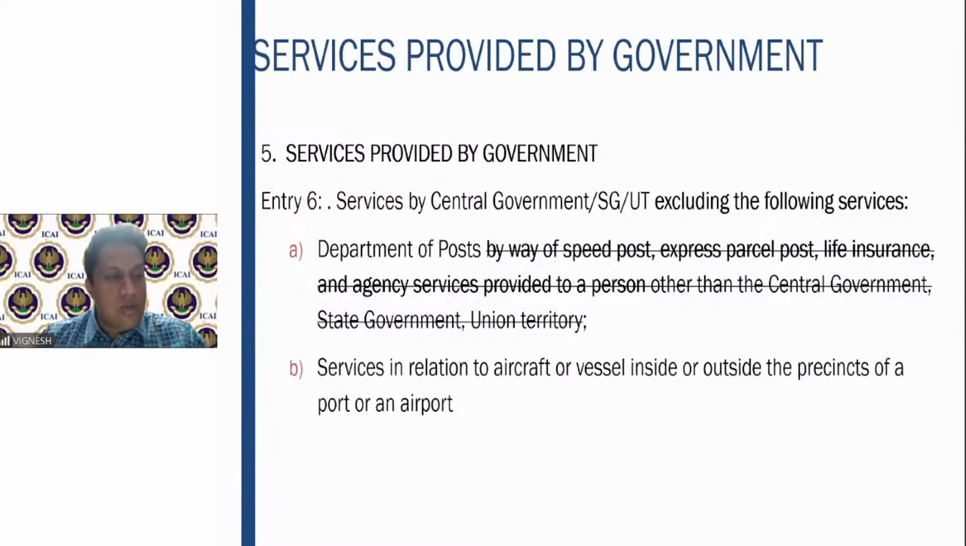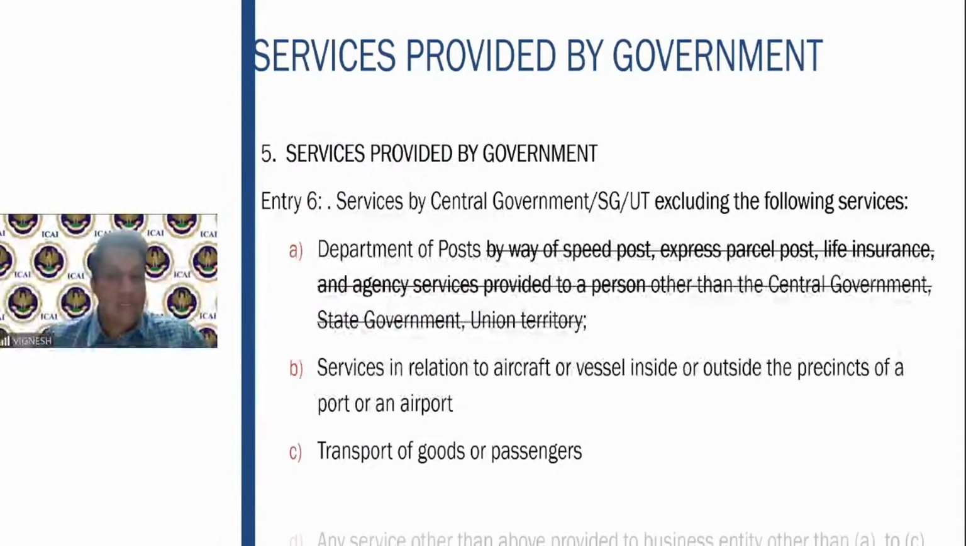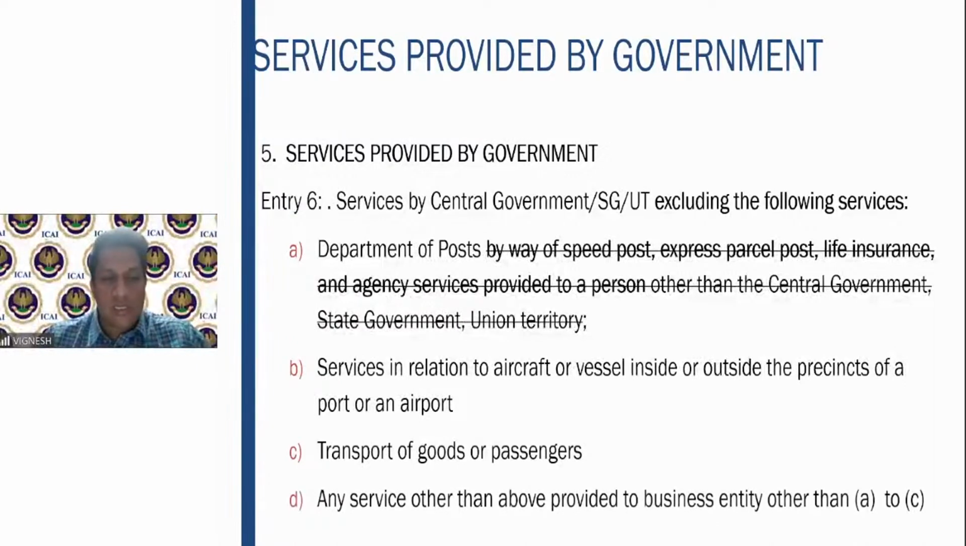Services in relation to aircraft or vessel inside or outside the precincts of the port or an airport. In relation to the aircraft, if any services are being provided inside or outside the premises of the airport, or purely in relation to the airport, then that also is not covered here. Excluded means it is chargeable to tax. Transport of goods and passengers, chargeable to tax. Any other service other than the above provided to business entity other than A to C.